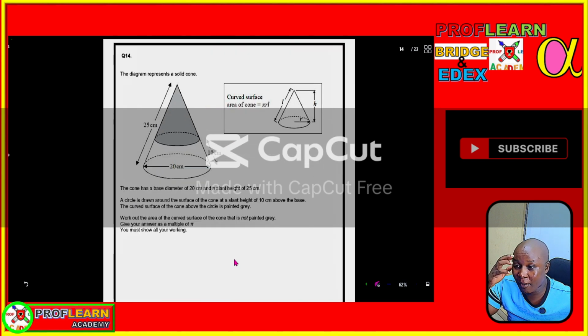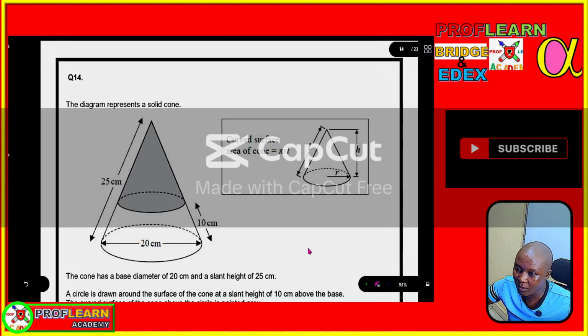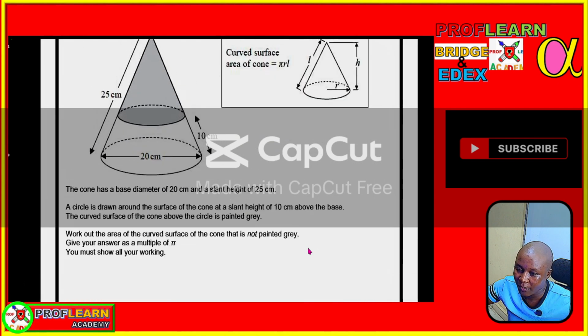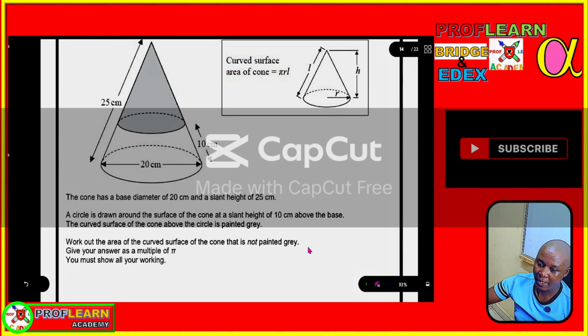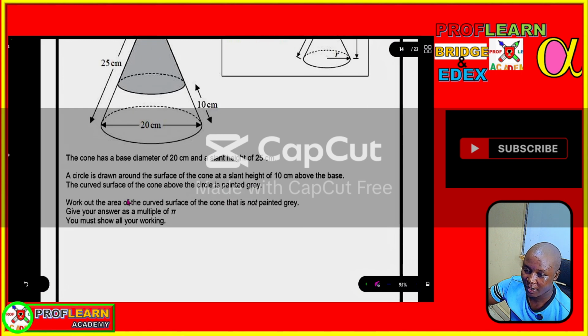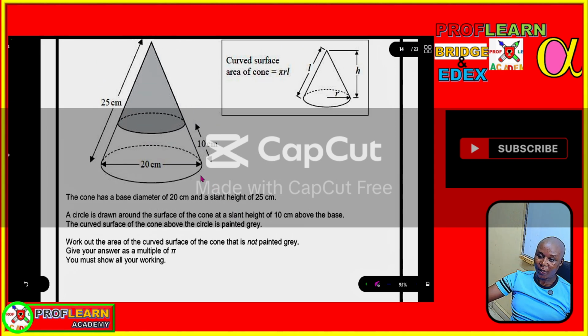You can see question number 14. We are told that the diagram represents a solid cone. The cone has a base diameter of 20 and slant height of 25. A circle is drawn around the surface of the cone at a slant height of 10 above the base. Work out the area of the curved surface of the cone that is not painted.